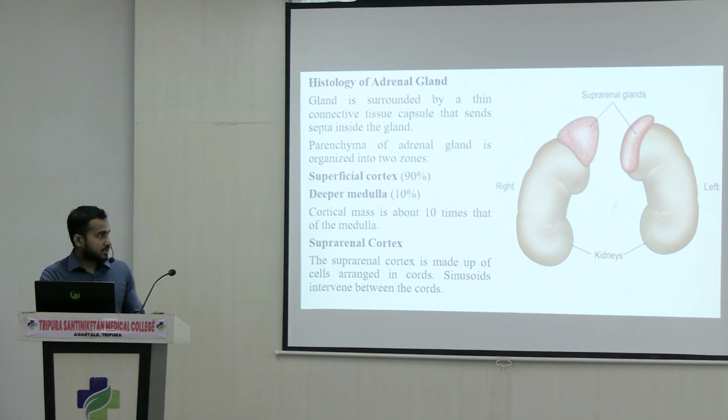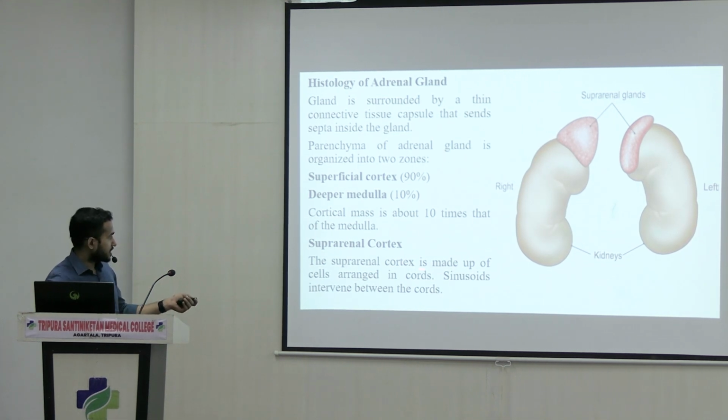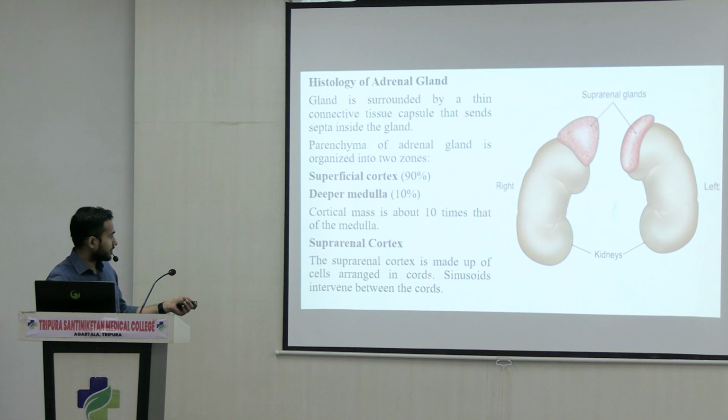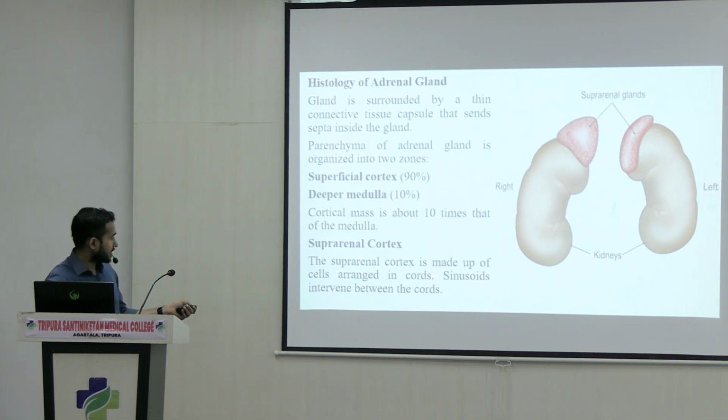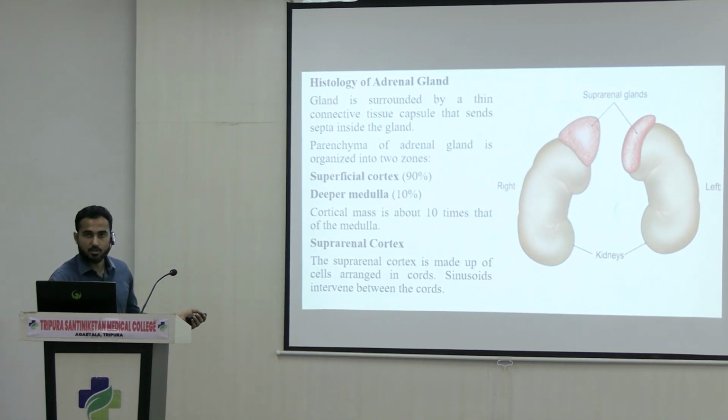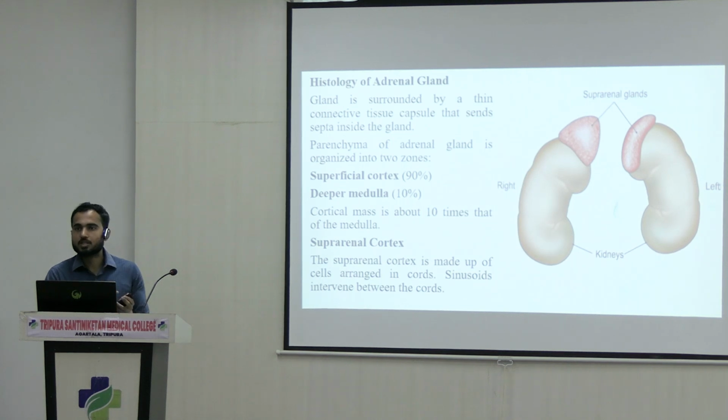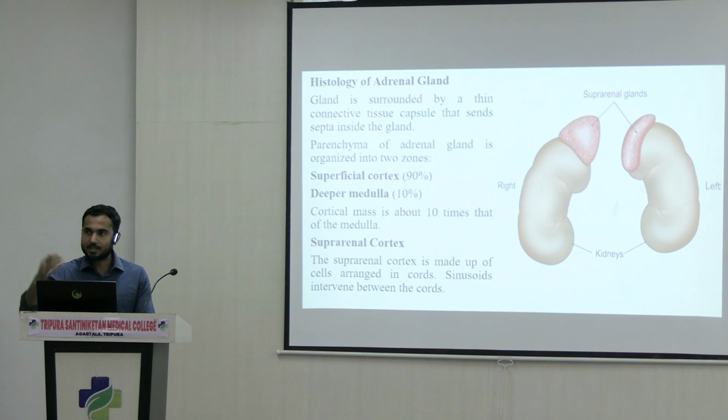If you see the cells of the suprarenal cortex, it is made up of cells arranged in the form of cords, and sinusoids are present in between the cords. So the cells which are present in the cortex are in the form of cords, but the arrangement is different. And in between the cords, what is present? Sinusoids are present.